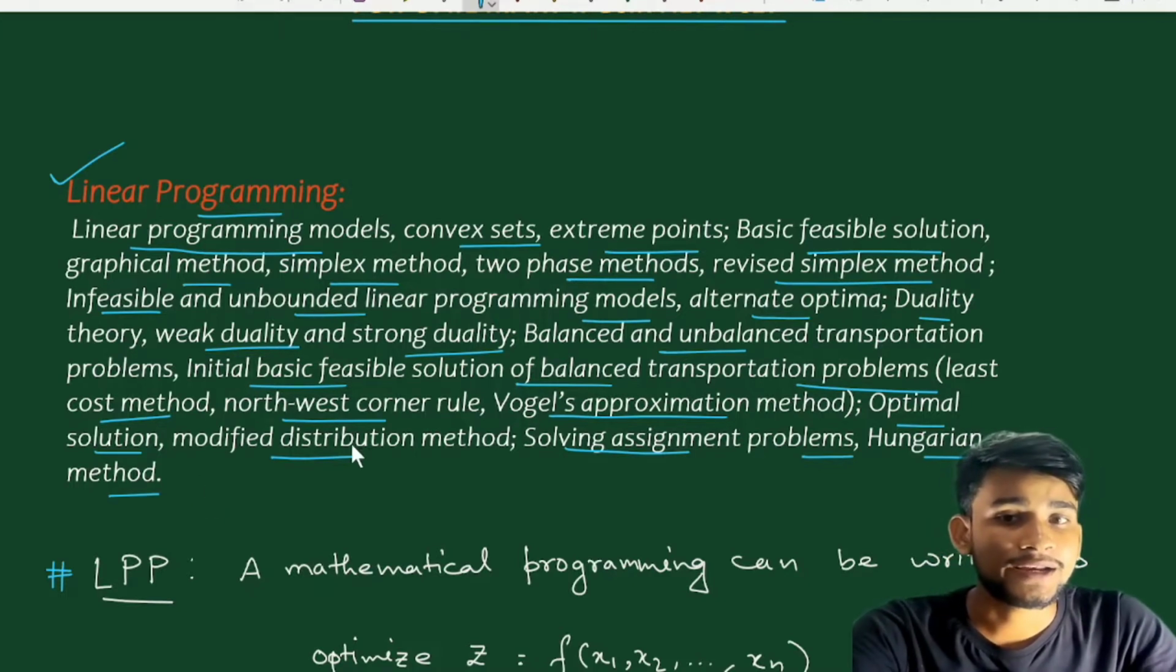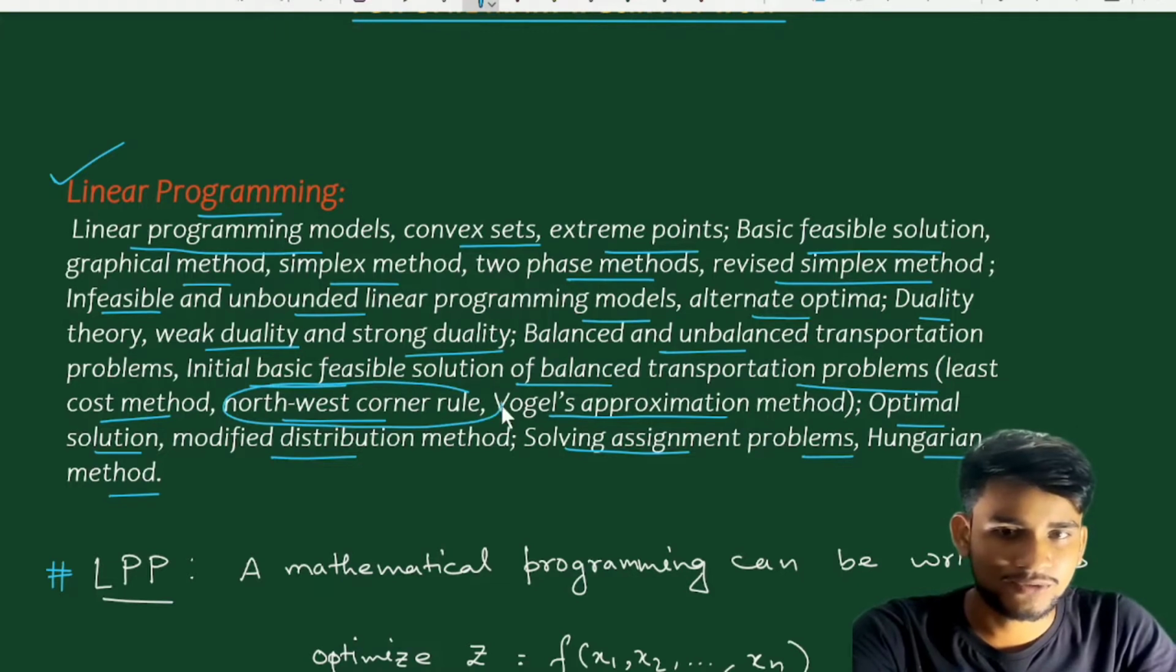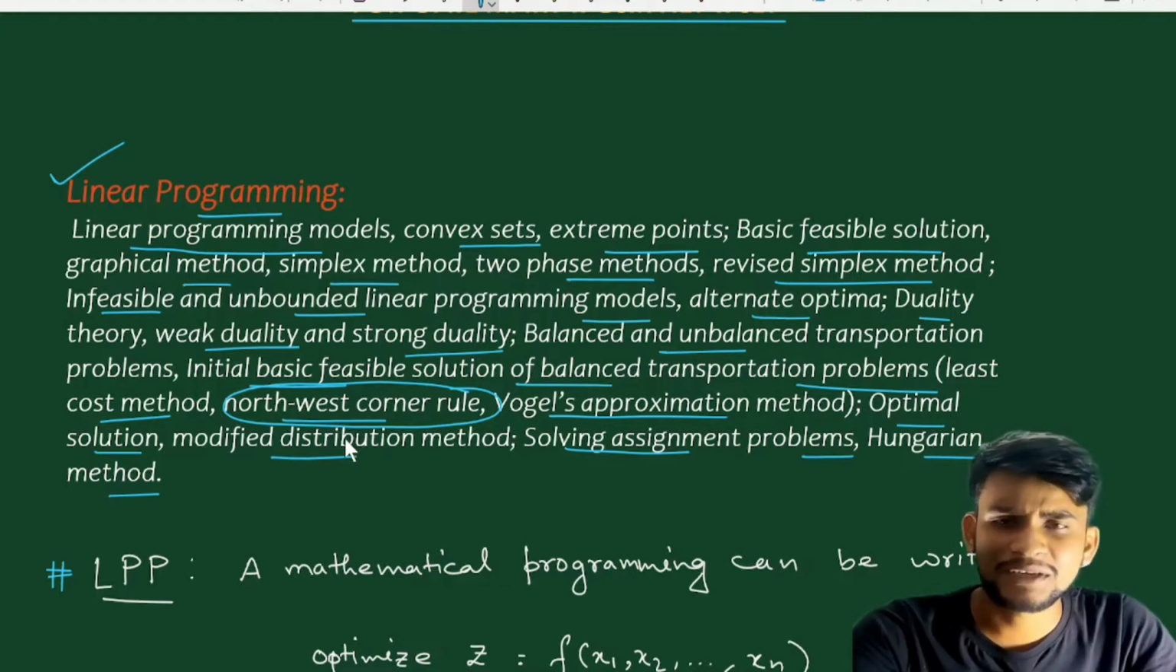My guess was that in the last exam there would be questions from the northwest corner rule, and my guess was true: there was a question from the northwest corner method. So we start from the very basics and try to go up to a standard level of these topics.